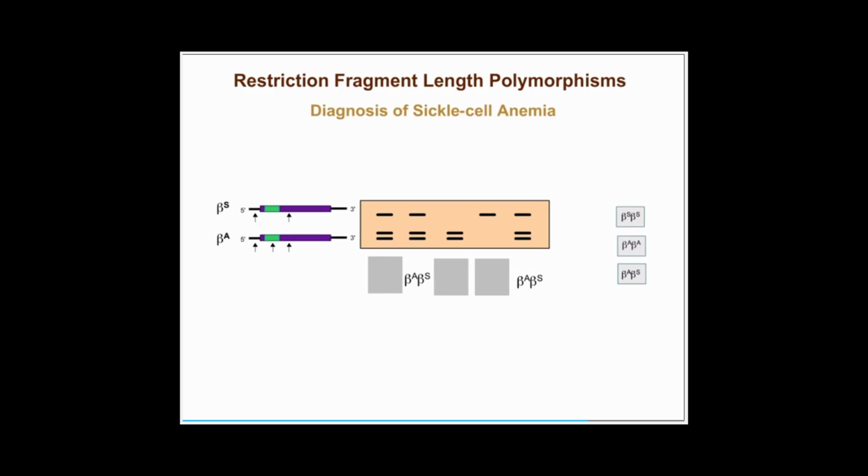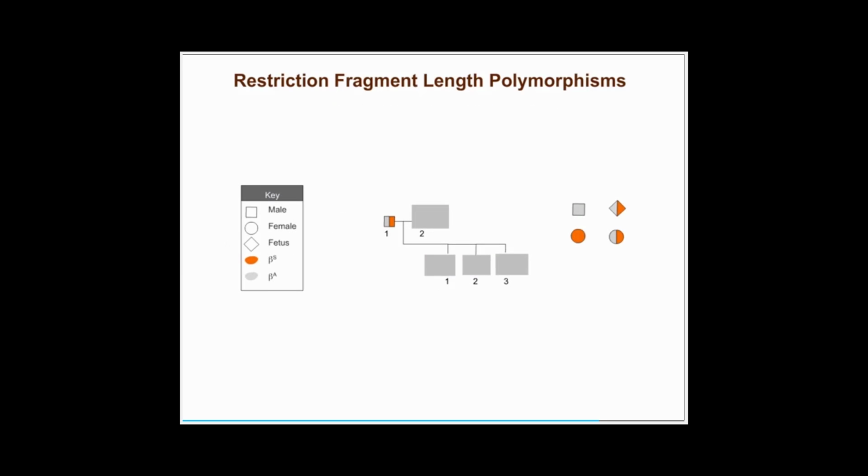First, let's match the genotype with the RFLP patterns in the gel. We use the diagram showing restriction sites in the globin gene alleles as a reference. Now that we've matched the genotypes to the RFLP patterns, let's try to understand the pedigree chart based on our knowledge of sickle cell genetics.